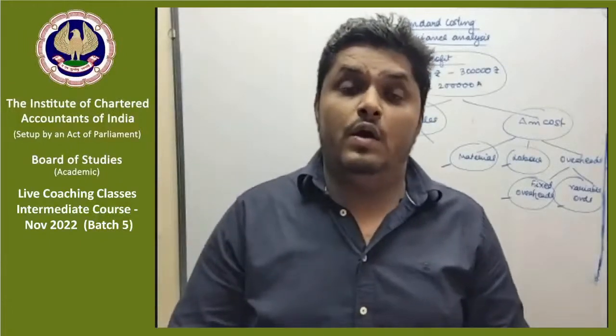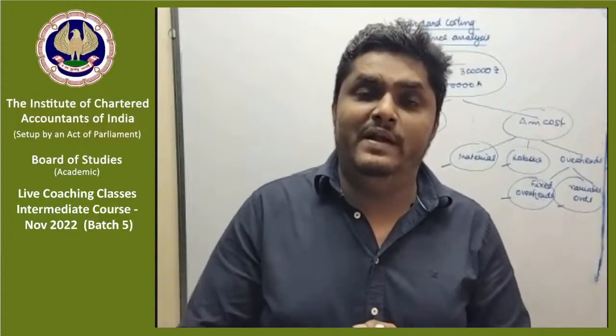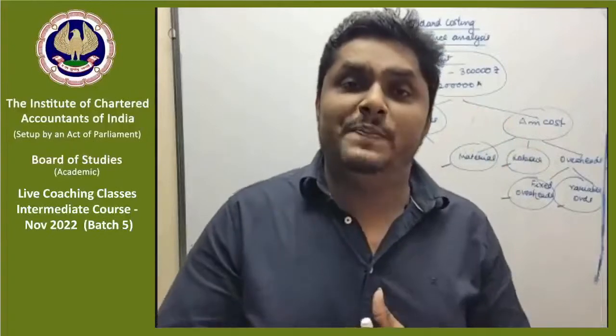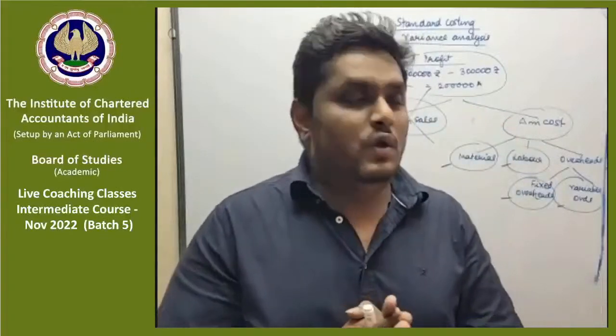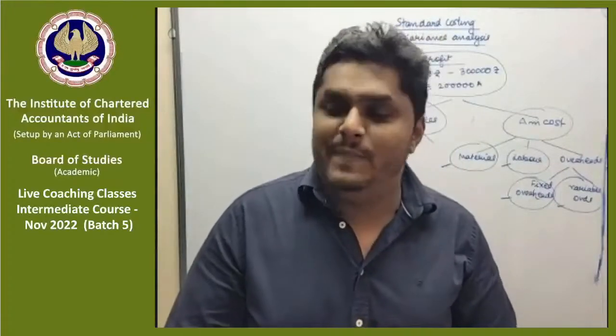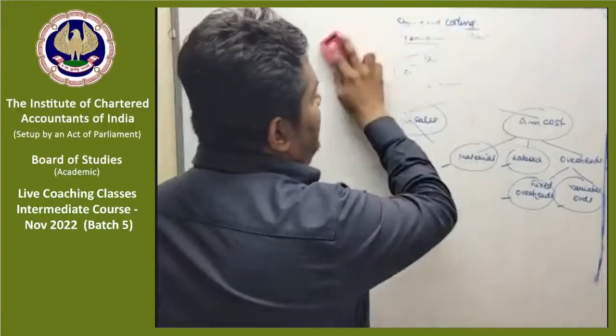So now, one by one, we have to investigate each and every department to figure out who is the culprit and who is the person behind this loss of rupees 2 lakh. We'll be starting our investigation process with the material department. So let's start with the material department.